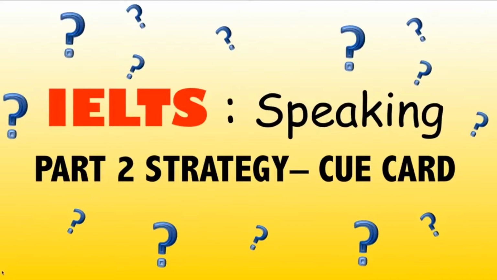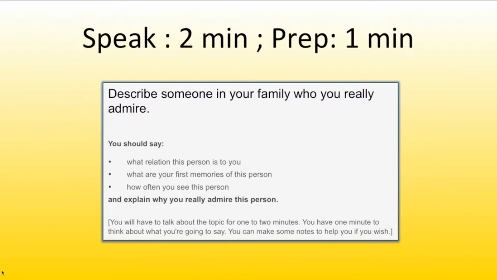In part 2 of the speaking section, you will be given a cue card such as this with a given topic. You will also have a preparation time of 1 minute to prepare and write down whatever you want to talk about. You will also be given a piece of paper and pencil to write notes. Then you will have to talk about the topic for 2 minutes at a stretch.